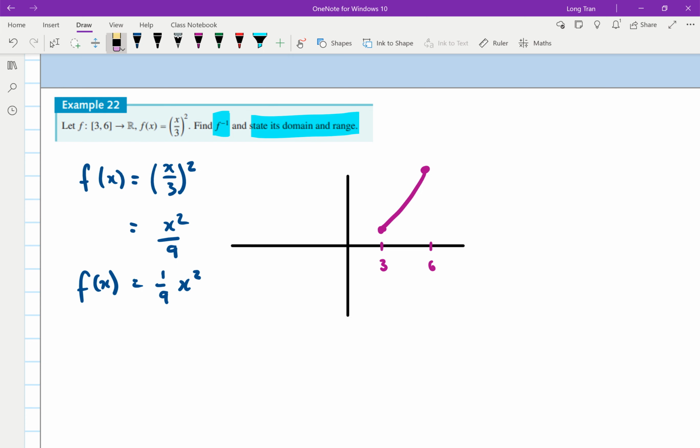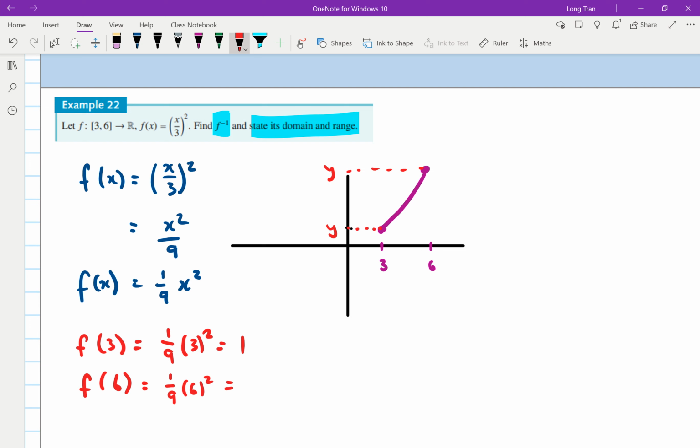So I need to know the endpoints. I need to know when x is 3, whoops, I should do it in red, what is the y value? And when x is 6, what is the y value? So here we go. I need to find f(3), which is 1/9 of 3 squared, which is 1. And then f(6) is 1/9 times 6 squared, 36 divided by 9, which is 4. So that tells me that this must be at 1 and this must be at 4. Okay, so I've got my graph there, a rough estimation.